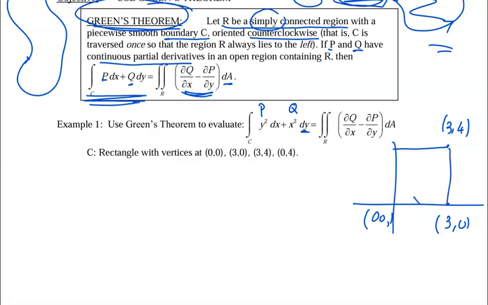This is the path. It goes this way, counterclockwise, and then this is (0, 4), and then go back to (0, 0). All right, so this is a rectangle, right? So how do I set up this one?